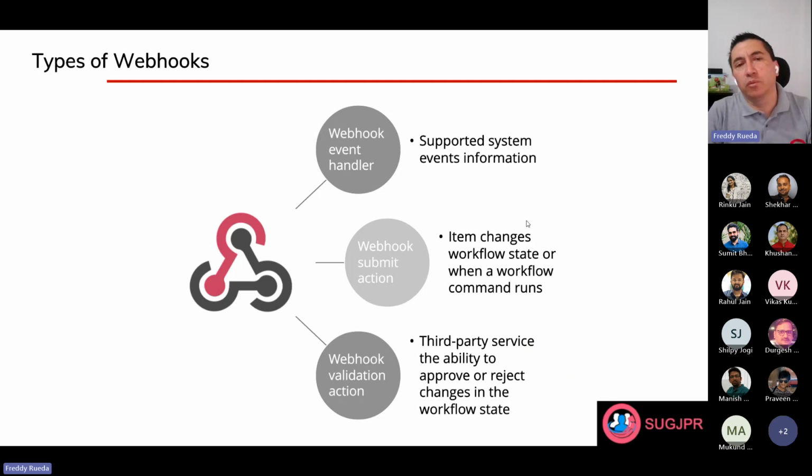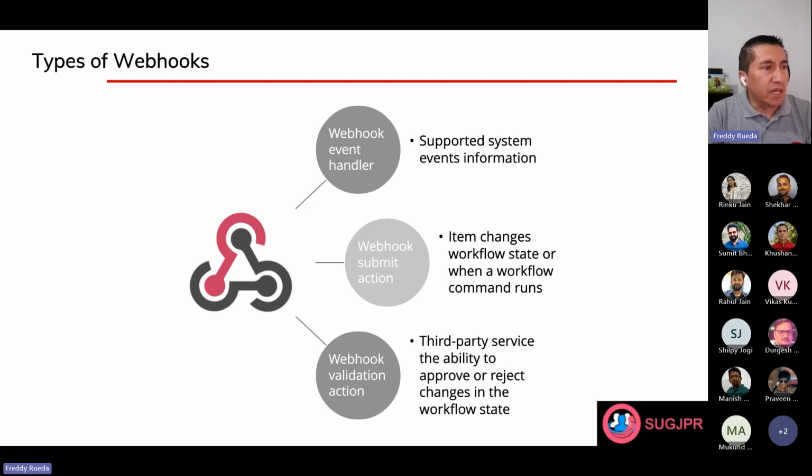What types of webhooks do we have? We have three types of webhooks, right? We have the event handler webhook, the submit action webhook, and the validation action webhook. With the event handler webhook, we have supported system event information. It means that we can manage a lot of events inside the CMS to send to a webhook. Let's say creation of items, updating items, updating versions, creating versions. There's a big list of events to handle with webhooks. That's what the webhook event handler is.